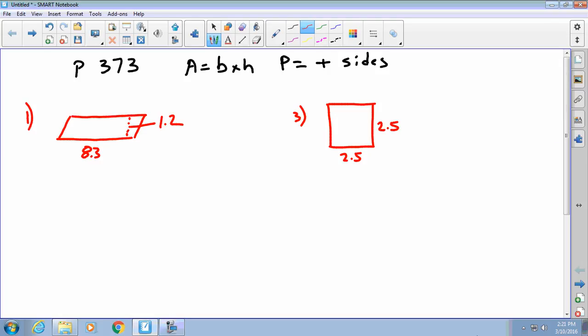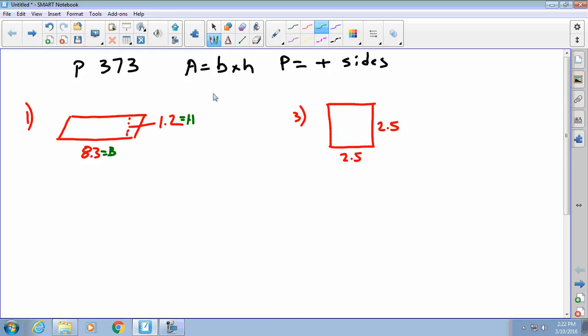Okay, we are on page 373, and we are dealing with some formulas. The formulas that we're talking about are area equals base times height, and perimeter equals add the sides. So when you do your area formula, you just want to make sure that you are doing the base times the height. And 8.3 is the base, and 1.2 is the height.